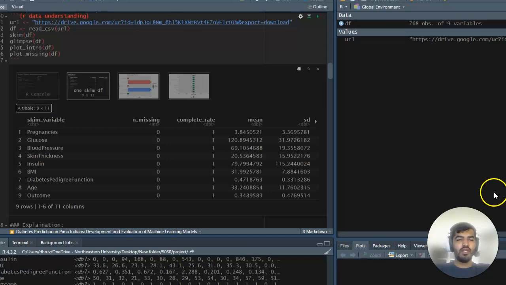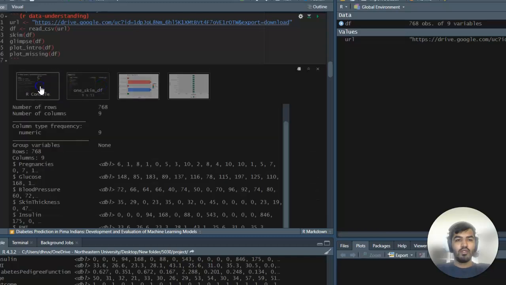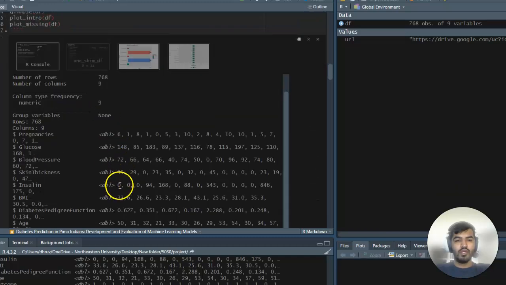I loaded the data and used functions like skim and glimpse to get a comprehensive overview. One critical issue I identified was that missing values were encoded as 0. Missing values encoded as 0 in medical measurements sometimes need careful handling, as a 0 blood pressure or glucose level is physiologically impossible.